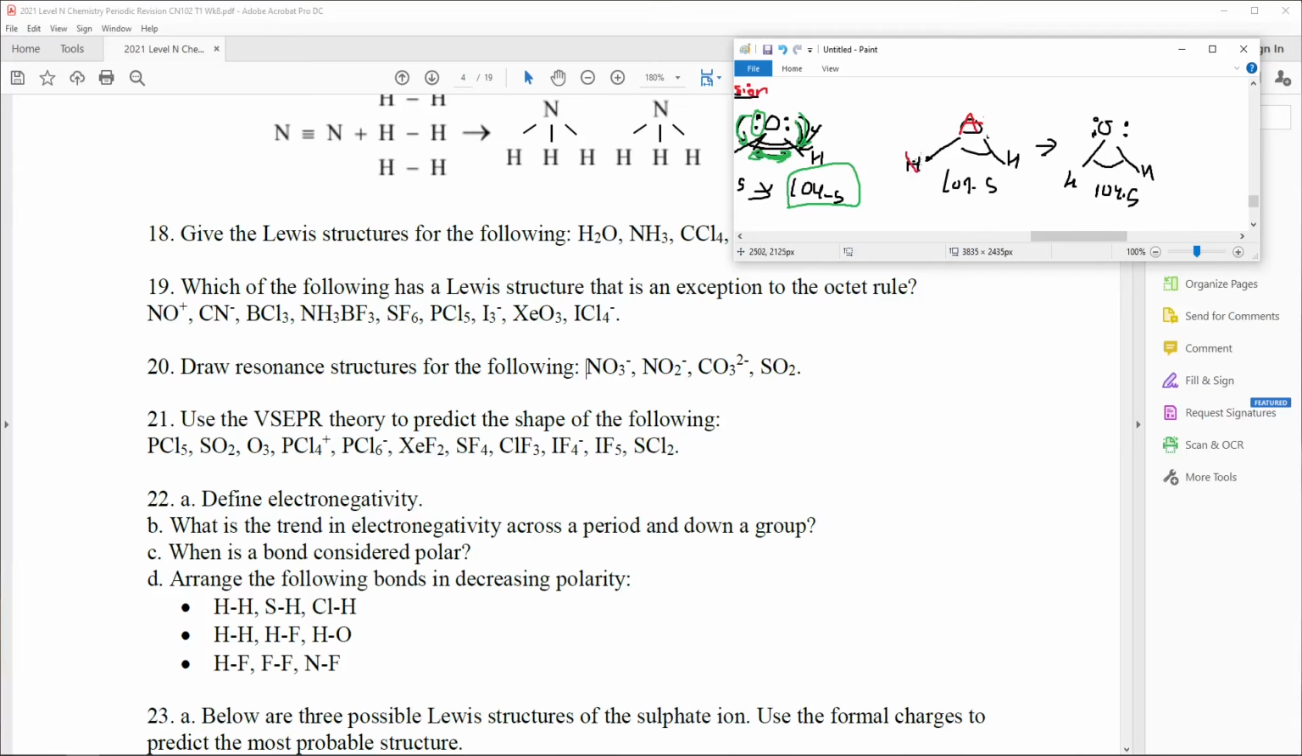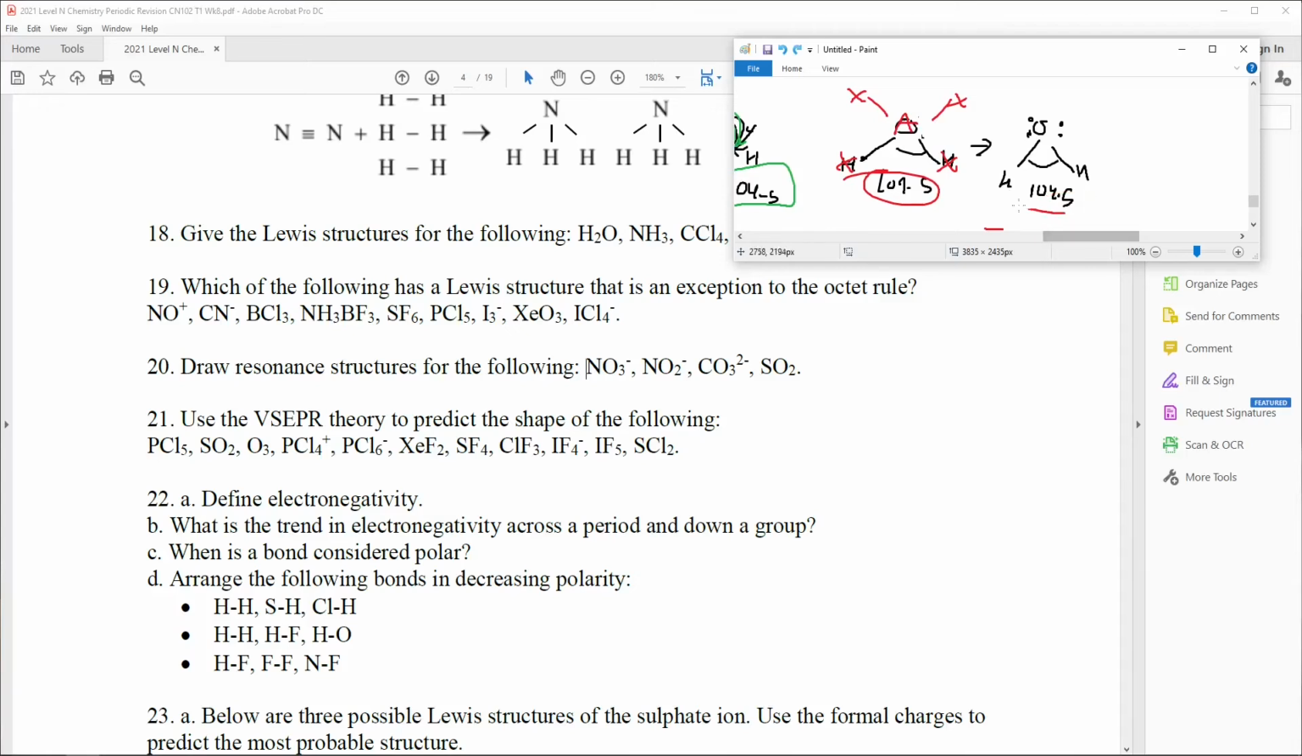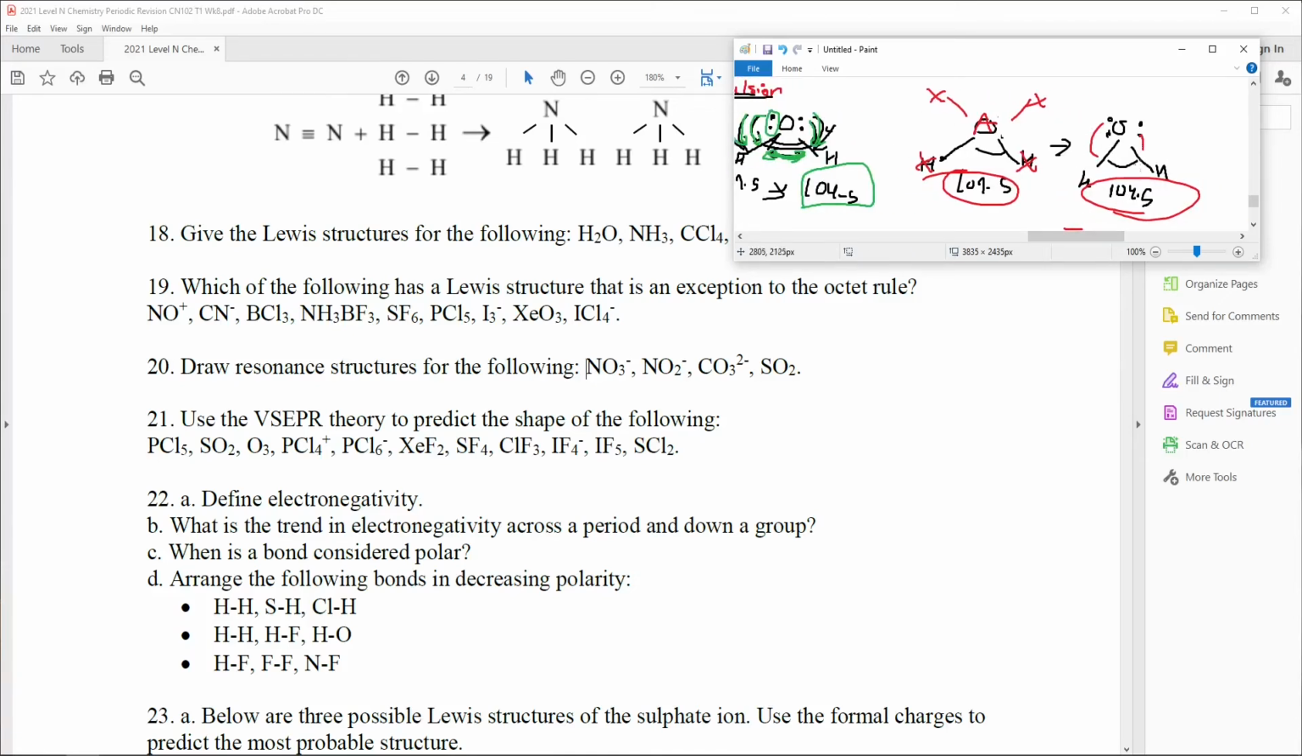AX, X, X, X. You're going to have a tetrahedral with a bond angle of 109.5. If I said 4, sorry, but in water, here you're going to have instead 104.5 because of the repulsions from here.